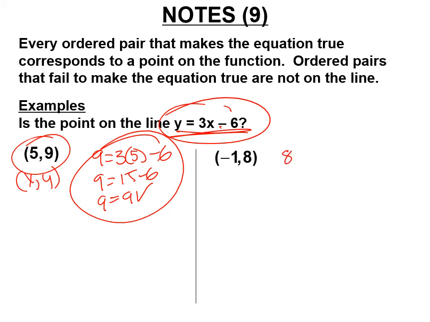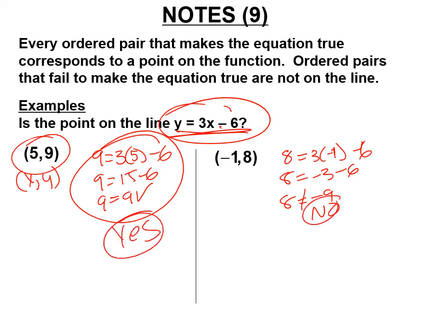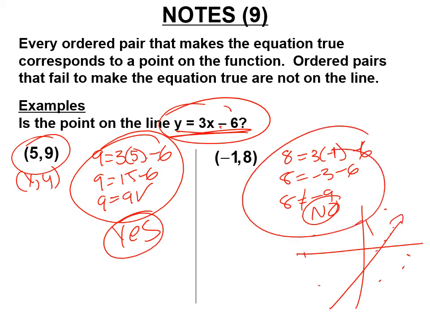Try this one. So this time the Y coordinate's 8, and the X coordinate's -1. So 8 equals -3 minus 6. 8 equals -9? No. All right, so this is no, the point is not on the line. There's an infinite amount of points on the line. There's also an infinite amount of points not on the line, okay? If the line is like this, there are all these points that are not on it, but there are also all these points that are. And this is how you check when you don't have a graph.